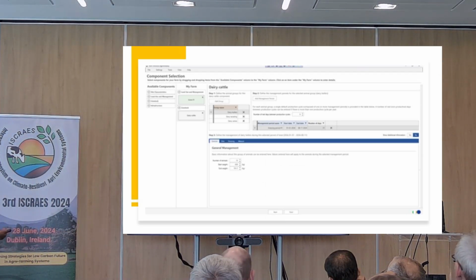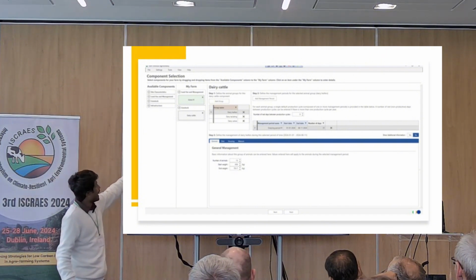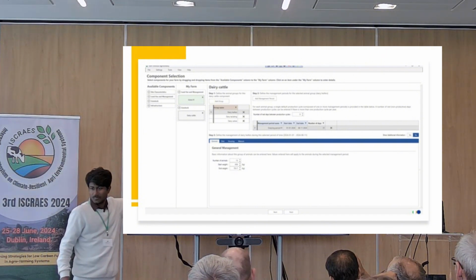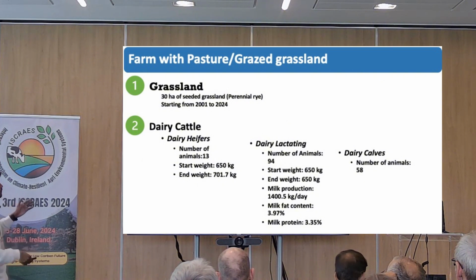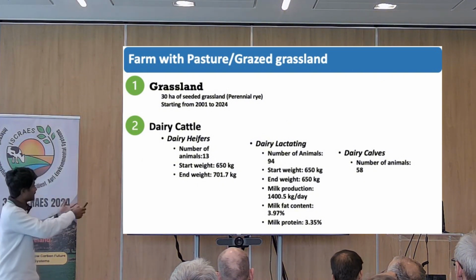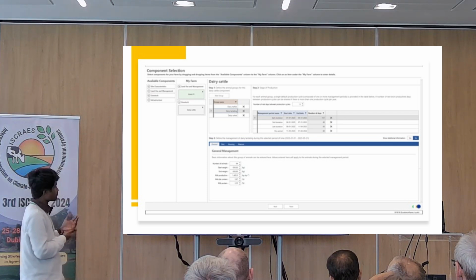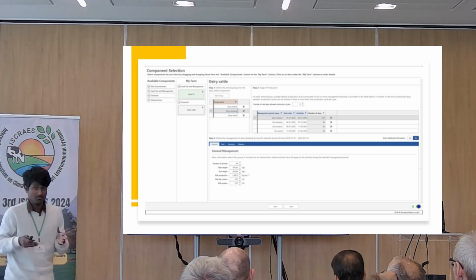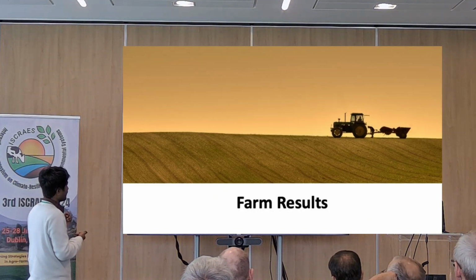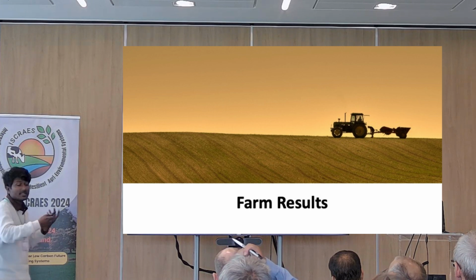So let's go. I have selected a grassland and dairy cattle. Now I will input all of the information that I have shown previously into our software. Okay, the input is done. Now I can show you the results.